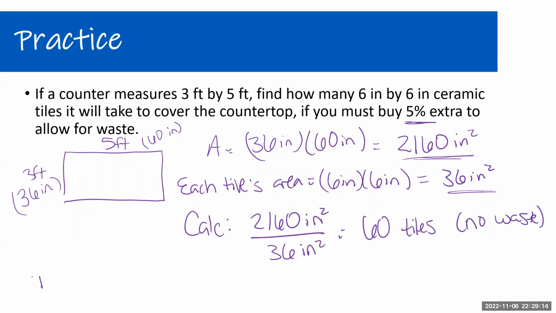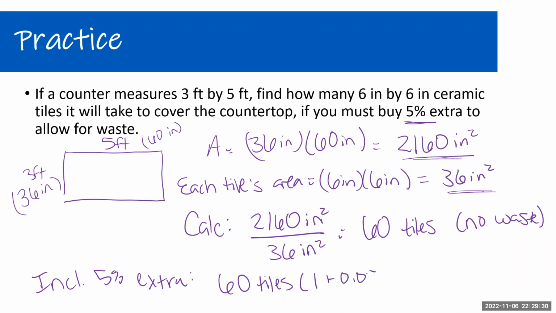Okay. If we want to include a 5% waste, we include a 5% extra, use our concept from last unit, right? We're going to take our 60 tiles times a 5% increase, and that is going to give us that we need 63 tiles.